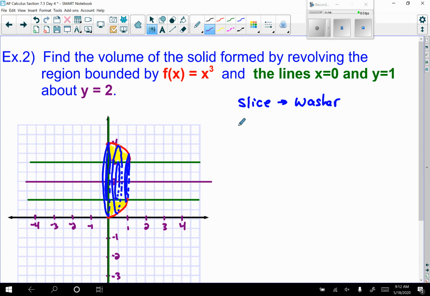All right, so here we want to be very careful with each radius. I'll just say radius of the outside.